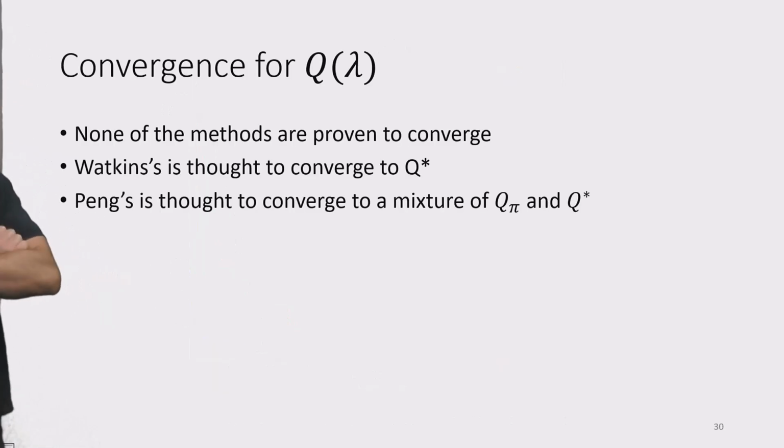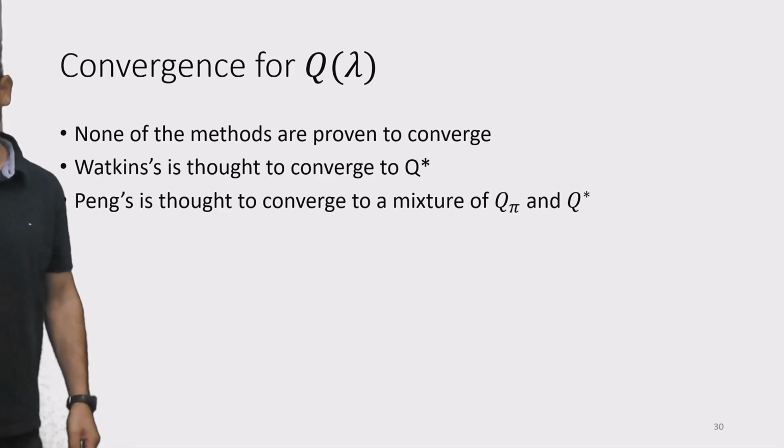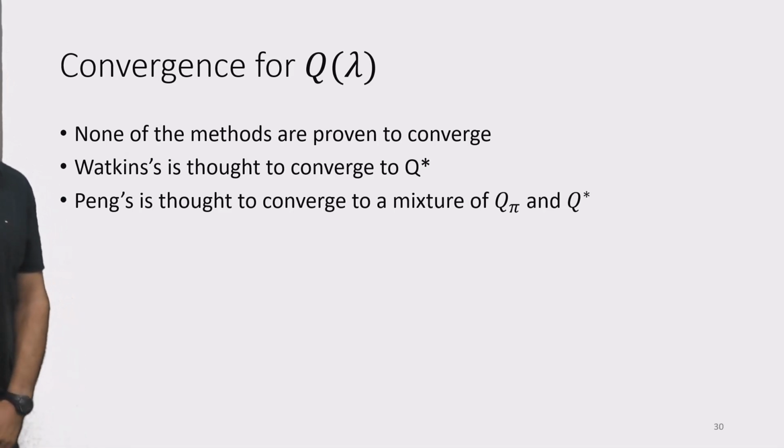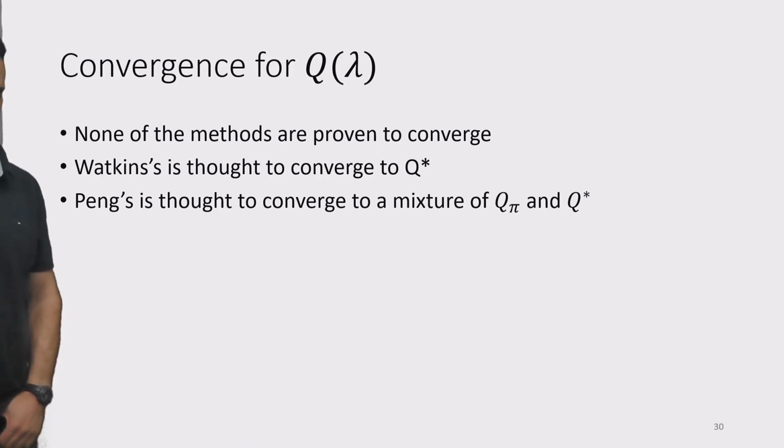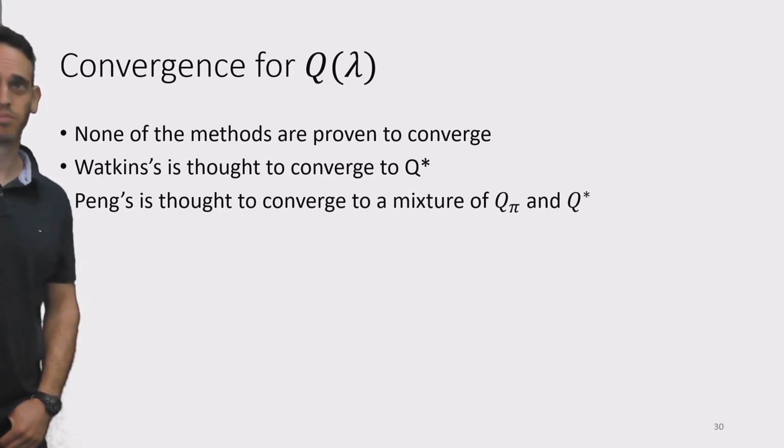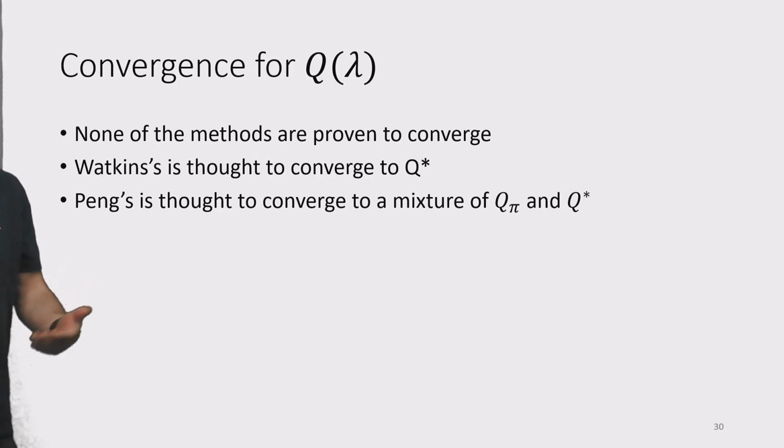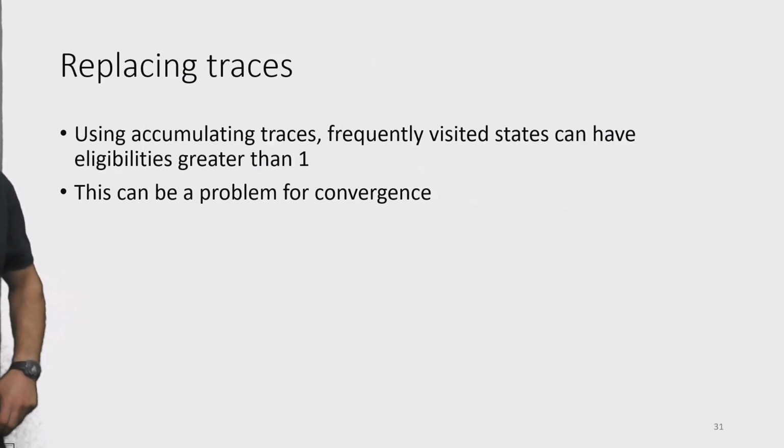What about convergence guarantees? So none of these methods are proven to converge. None of the Q lambda methods that we just discussed is guaranteed to converge. Watkins's is thought to converge to Q star. Peng's is thought to converge to a mixture of Q pi and Q star, right? Where Q pi is the noisy exploration, the epsilon greedy exploration, for instance, or whatever exploration technique that you're using.